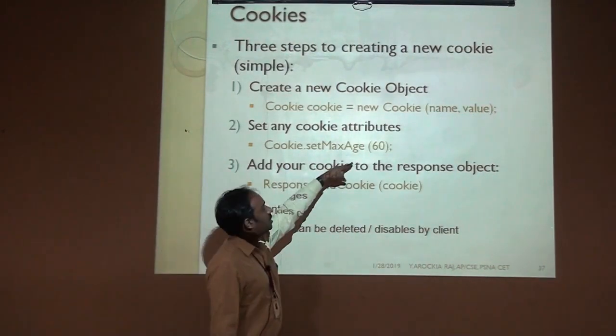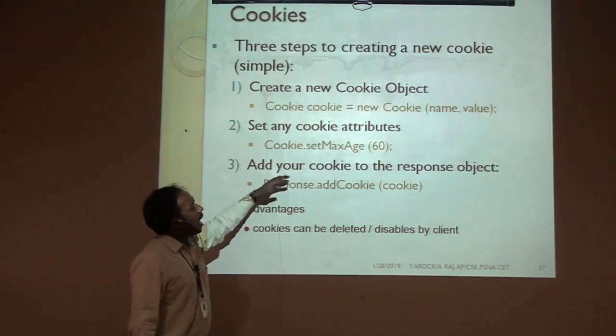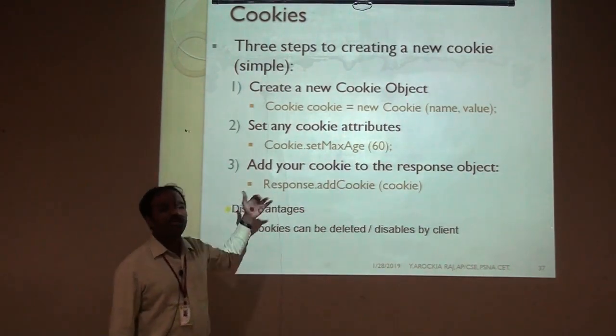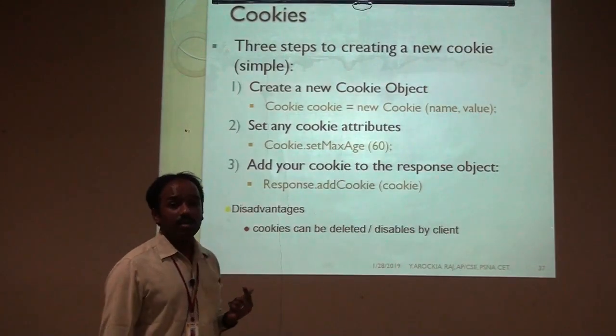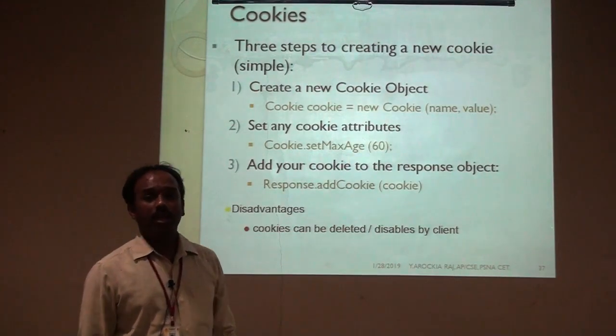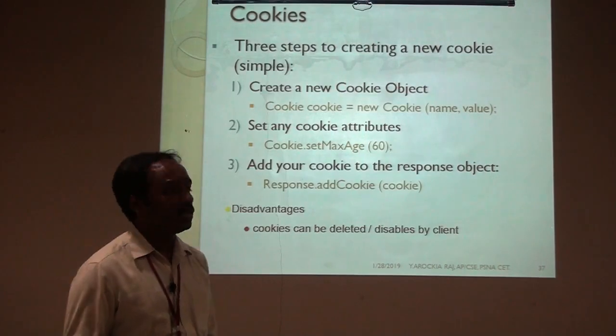So for example, 60 seconds I set it, with the help of setMaxAge, right? And then we can add that cookie inside the response object. So with the help of this, we can handle the response and request of a particular thing. But what is the problem here? Cookies can be deleted or disabled by the client. So at that time, again, we cannot maintain the session.